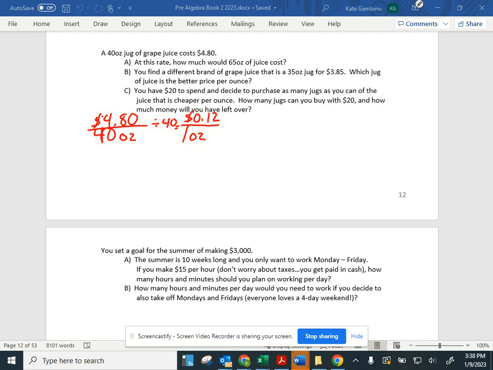So now I need to know how much is 65 ounces. So I need to multiply it by 65. So I get 65 ounces. So 12 cents times 65 gives me $7.80.